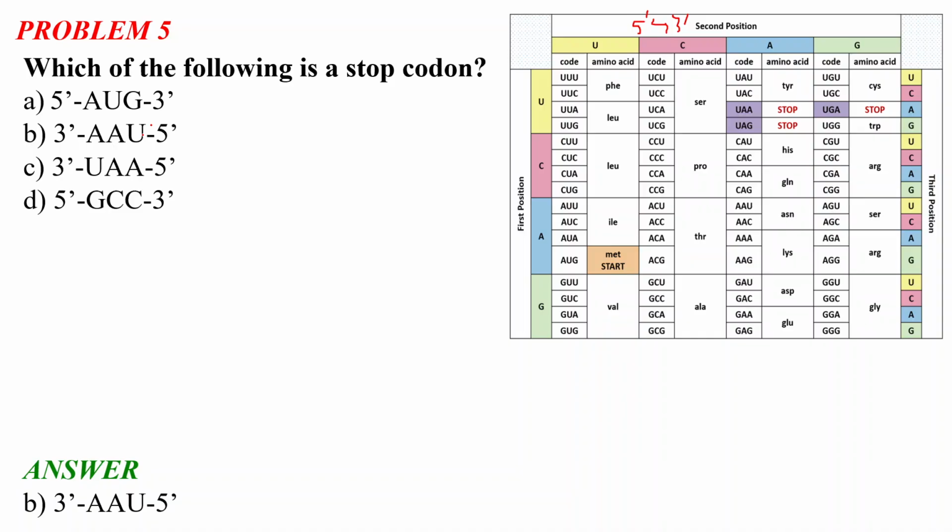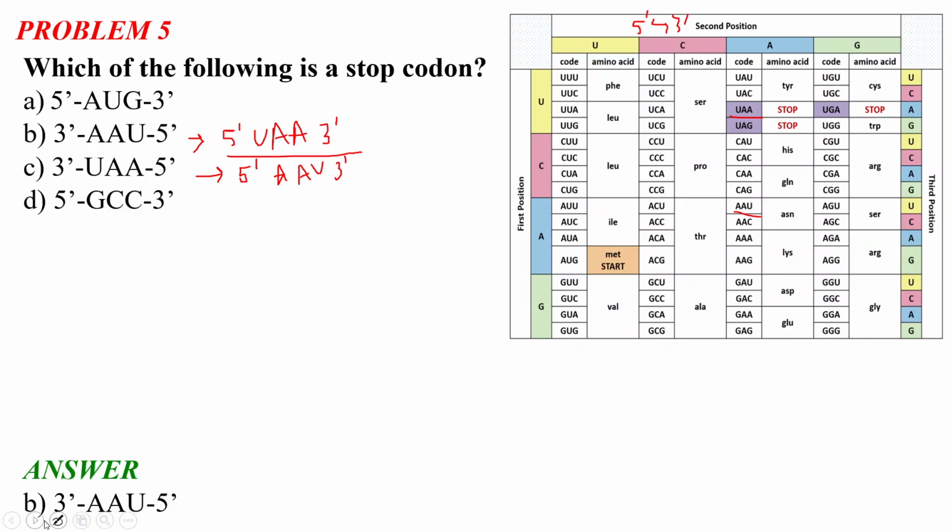So if that holds true, then we find that number A and number D are fine, they are 5 prime to 3 prime, but B and C are both written as 3 prime to 5 prime. So what will be the 5 prime to 3 prime? For B it will be 5 prime UAA 3 prime, and in case of C it will be 5 prime AAU 3 prime. As you can see, 5 prime UAA is a stop codon. And AAU, you can find where this amino acid is present? As you can see, it is not a stop codon. 5 prime AAU 3 prime codes for asparagine.